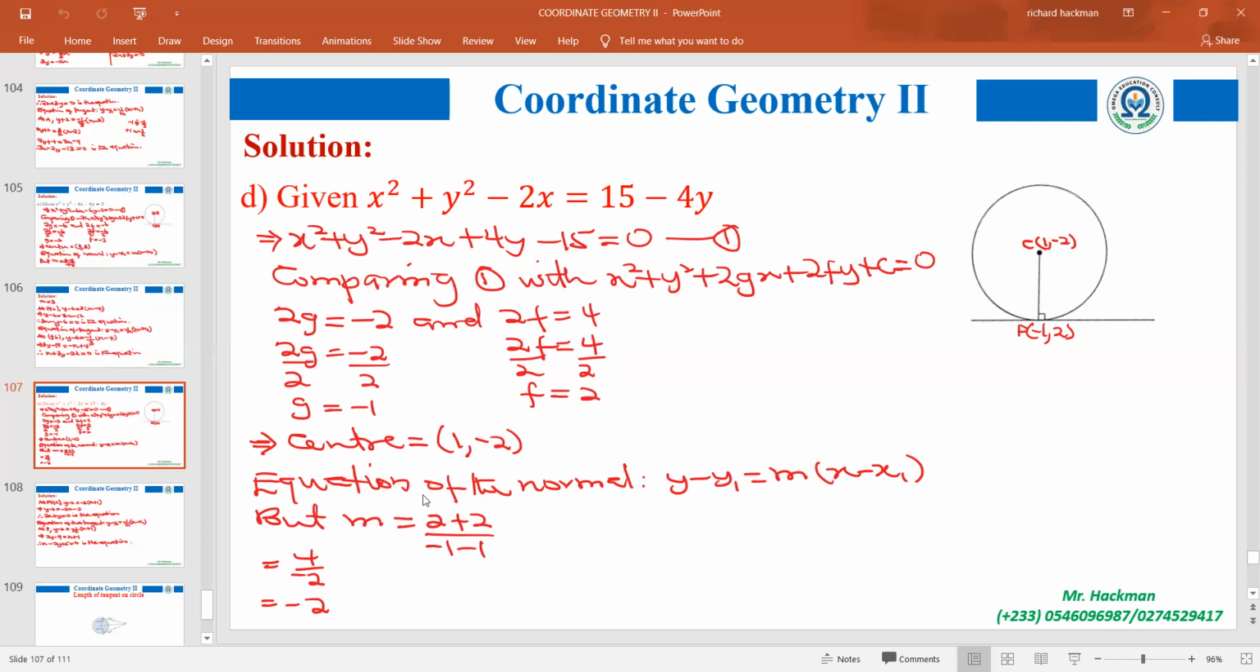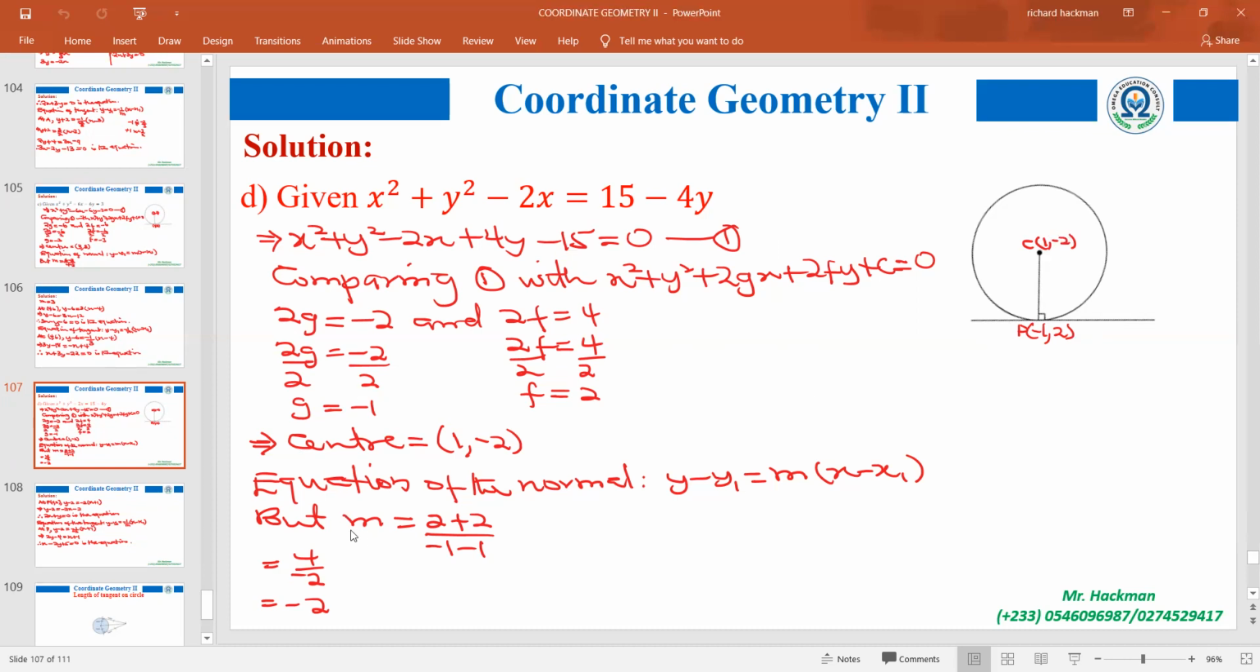Equation of the normal. Now that you know the center, you can find the equation of this line, which is the normal. The equation of the normal is given by y minus y1 equals m into x minus x1. Now that you've quoted the formula, we will need m, which is the gradient of the line joining these two points, and x1, y1 will be either of the two points, but like I said, preferably this one, or if you are sure, you can go for this one.